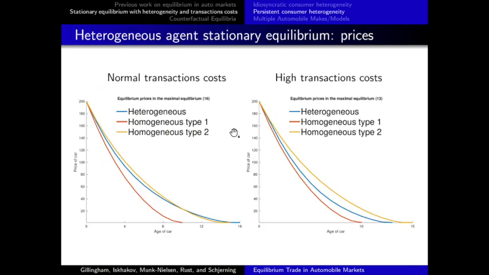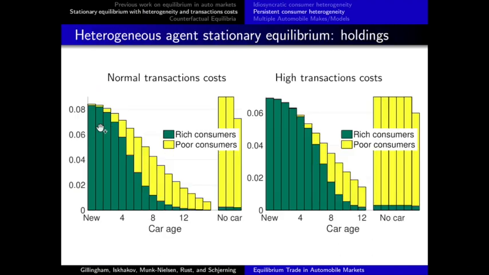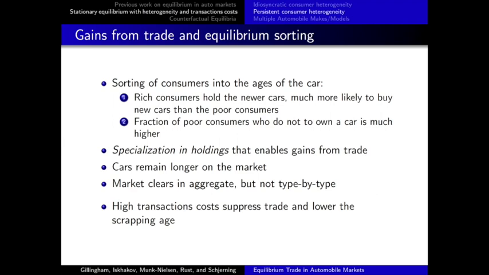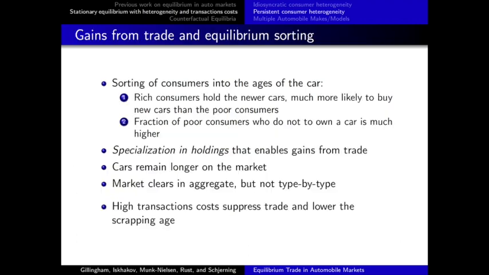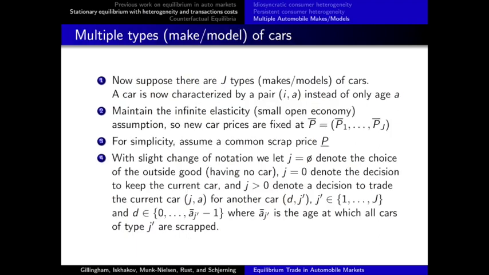Because of this selling from high type consumers to low type consumers, the type-specific holdings distribution is a fixed point of this trading matrix. Okay, and then high transaction costs suppress trade and lower the scrap age. Like you see here in this graph, the scrap age is now lower because this gain from trade is eliminated, and the possibility that the poor guys can own these cars goes away. Okay, so that's the conclusion from this simple example. And I think we already learned some of the dynamics in durable goods markets from this.